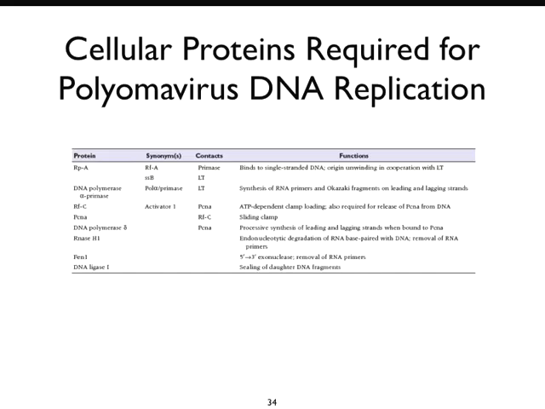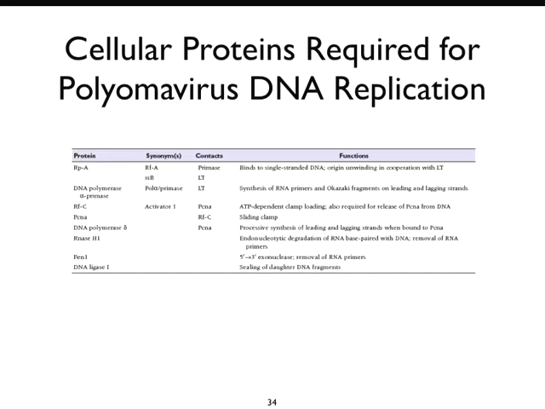Replication factor A binds to single-stranded DNA, origin unwinding in cooperation with large T. DNA polymerase alpha primase is required for synthesis of RNA primers, the beginning of the Okazaki fragments, and it's used on both the leading and the lagging strand. RFC is an ATP-dependent clamp loading protein. It's also required for not only engaging PCNA, but releasing it from DNA.